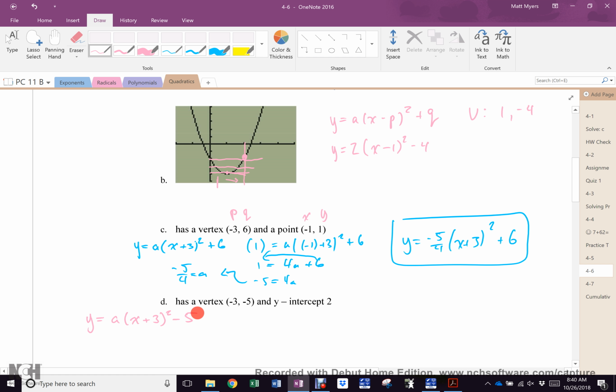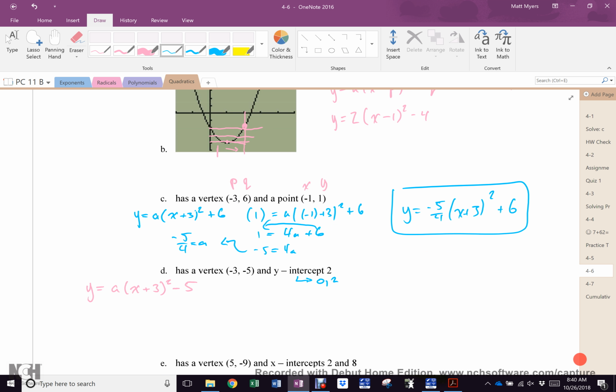Why is this one slightly trickier? It's a y-intercept. But the y-intercept is just what? 2. So the x-intercept is 0. It's just 0, 2, right? So does that give me an x and a y? Yeah. So it's the same thing, yeah? So work it. Let's go.